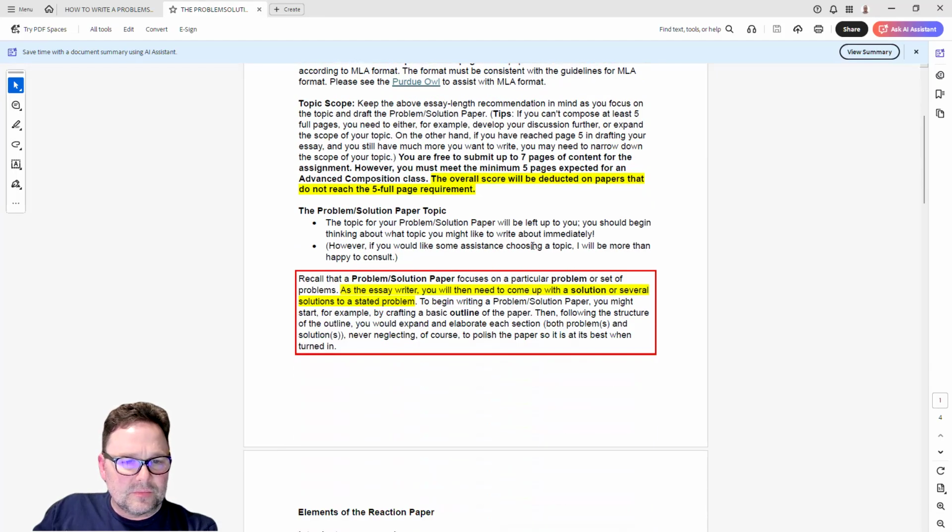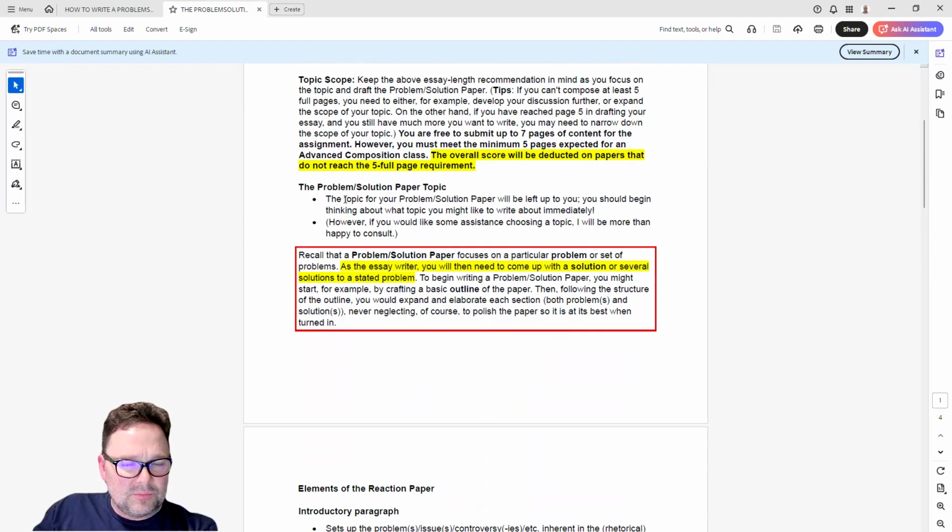The problem solution paper topic, or the situation as it's often called, is going to be up to you again. Without repeating everything I already have on this, I think it's important for you to not only have the freedom to choose what is important and what matters to you, but also get that practice choosing topics. It's not easy.